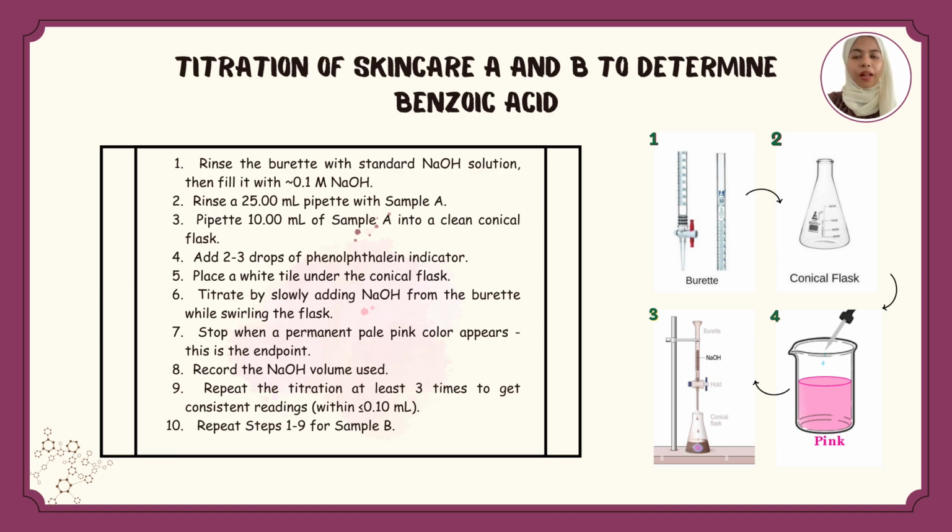Stop when a prominent pale pink color appears, and record the NaOH volume used, and repeat the titration at least 3 times to get consistent readings. And then we must repeat steps 1 until 9 for sample B.